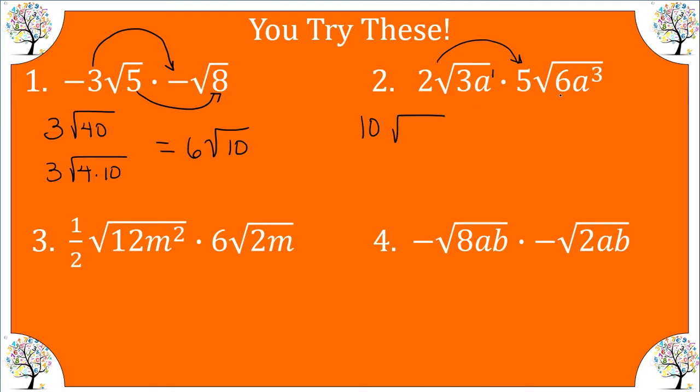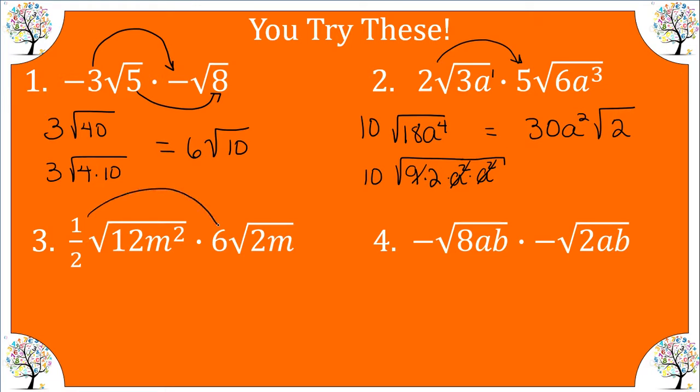3a times 6a to the third, 3 times 6 is 18. A times a to the third is a to the fourth. We're going to break down 18 into 9 times 2. We can break down a to the fourth into a squared times a squared. The square root of 9 is 3 times 10. That gives us 30. The square root of a squared is a. The square root of a squared is a. And we're left with the square root of 2.